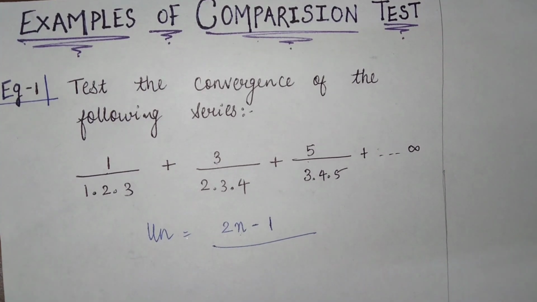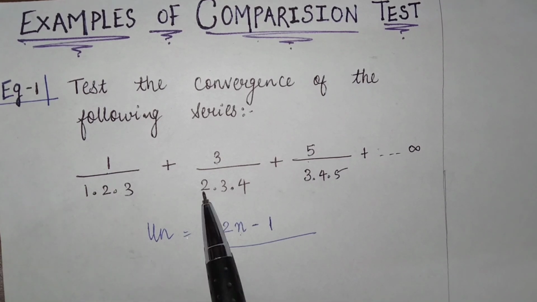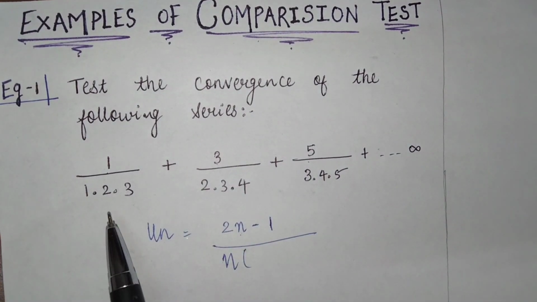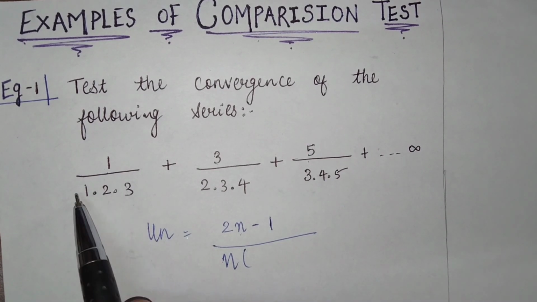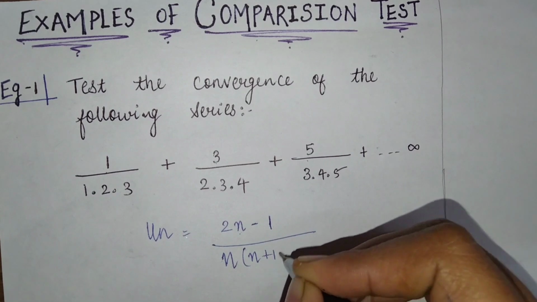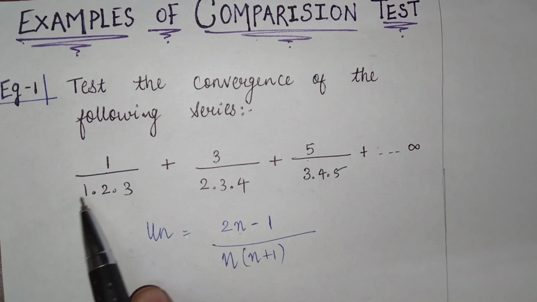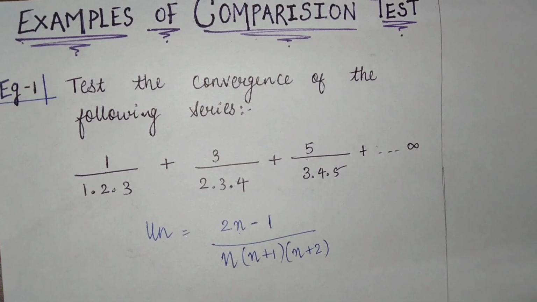And now we will see the denominator part. For denominator, we can see that the first term of the denominator is n term. 1, 2, 3, 4 and so on. So our first term will be n. Then second term is 2, 3, 4. That is one term is added. That is n plus 1. We can write n plus 1. And then we have 3, 4, 5. That is two terms are added in the nth term. So we will get n plus 2 here. So our un will be 2n minus 1 upon n into n plus 1 into n plus 2.